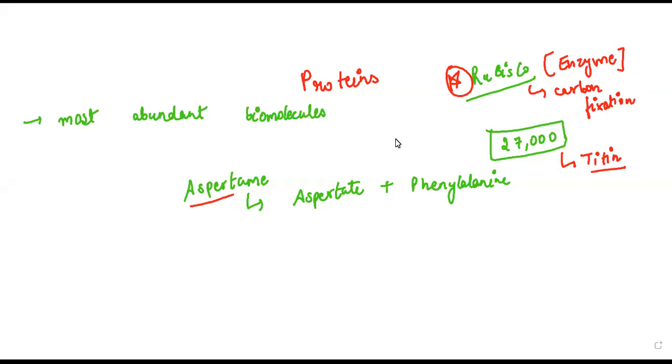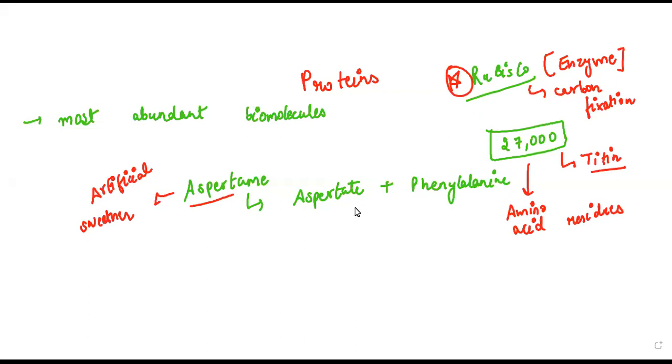Then I was saying proteins can be as large as 27,000 amino acid residues, and as small as only two amino acid residues. The example is aspartame. It is used as an artificial sweetener. It consists of two amino acids, aspartate and phenylalanine. Is it clear now?